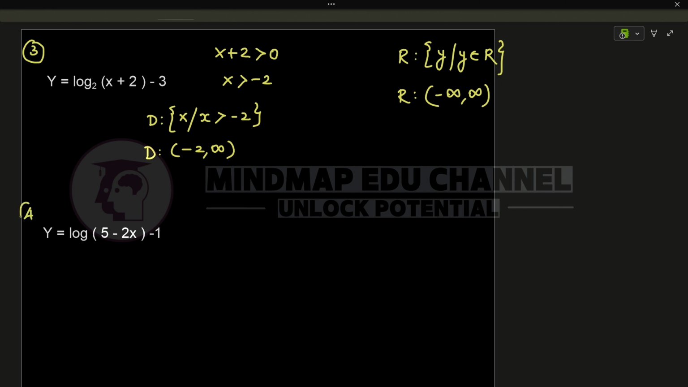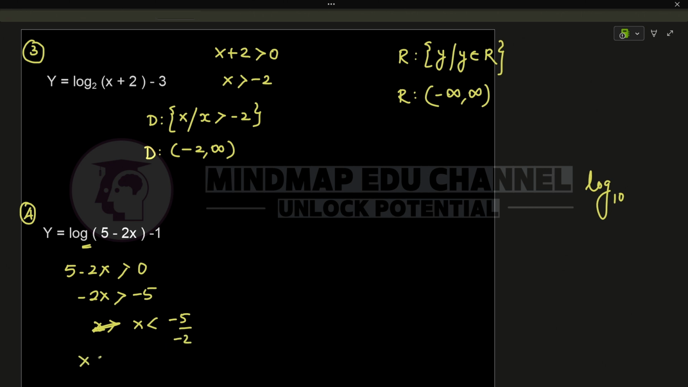Now let's move to the next function, that is y = log of (5 minus 2x), minus 10. Now where the base of log is not given, we know that the base of that log function is 10. Here 5 minus 2x is greater than 0. Therefore, minus 2x is greater than minus 5. And here we have to flip the sign, so x is less than 5 by 2.